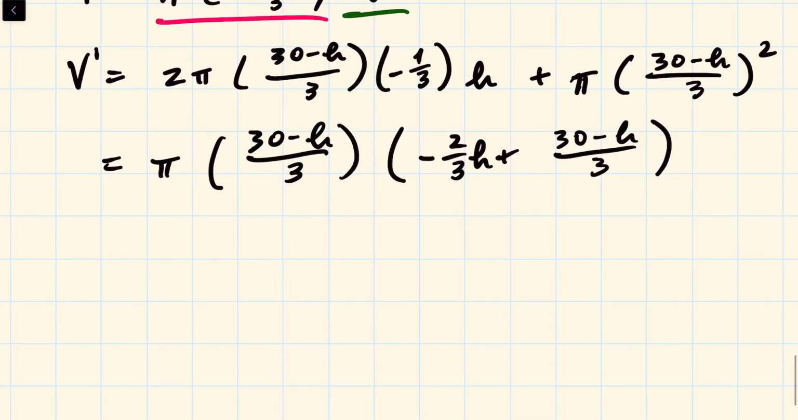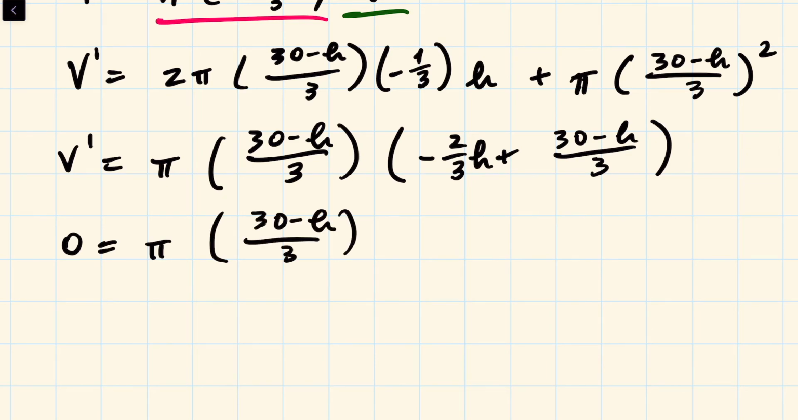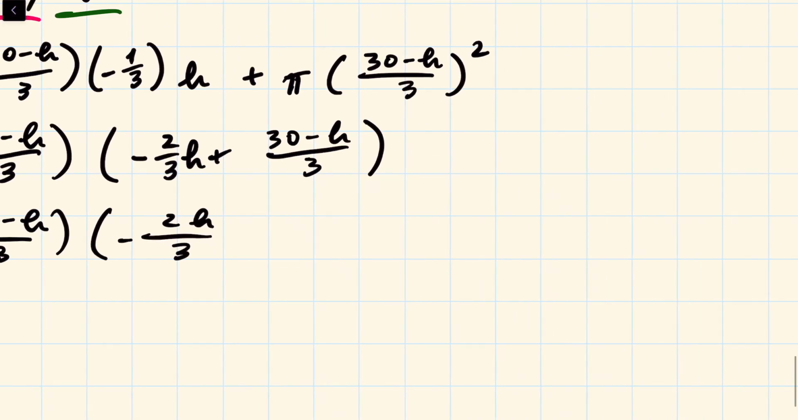And since we're looking for when it's 0 to find the maximum or minimum values, we're going to find the zeros of our first derivative here. So set it equal to 0. All right, that's 2h over 3. And actually, we can add 30 minus h, all over 3. And actually, let's simplify this even further now. So this is h plus 30.